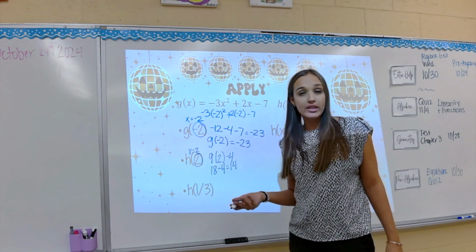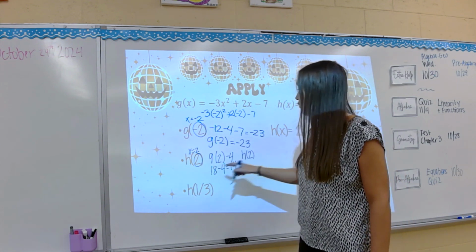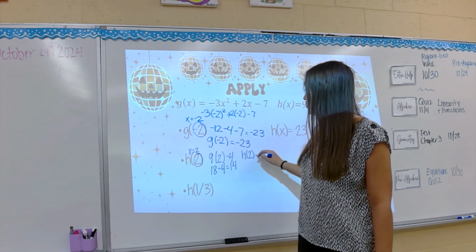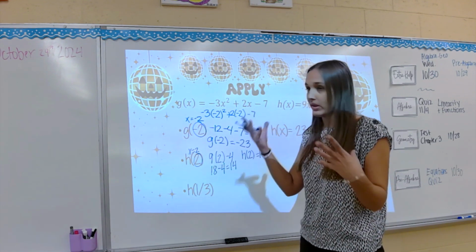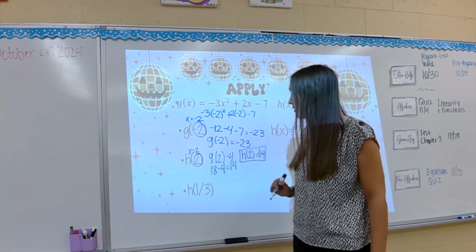And once again, I have to write this in proper function notation. So when my x value for my h function is 2, my y, or my h of x, is 14. And that would be my final answer.